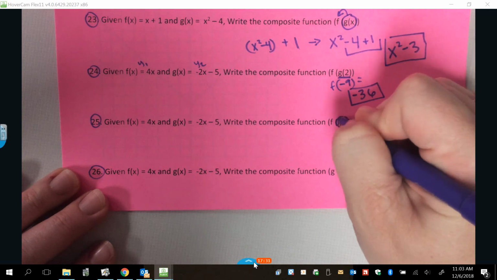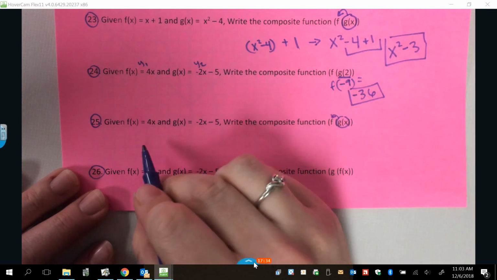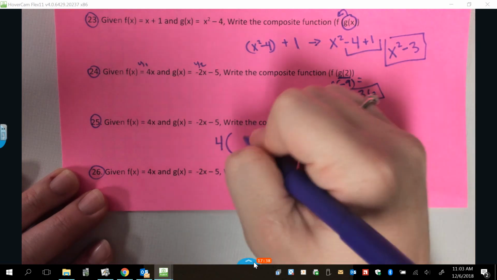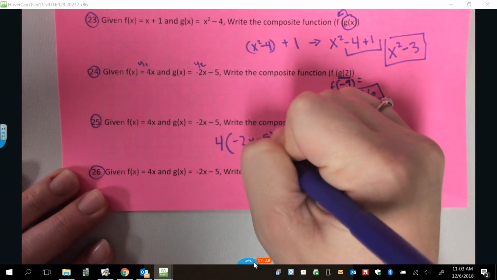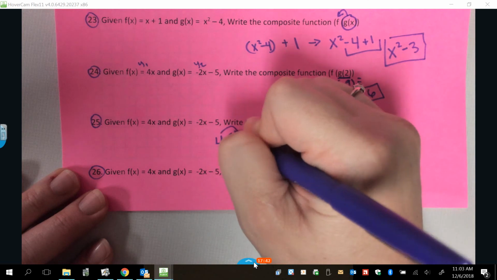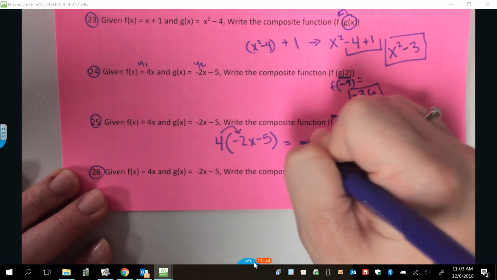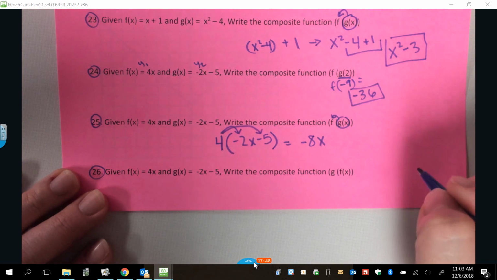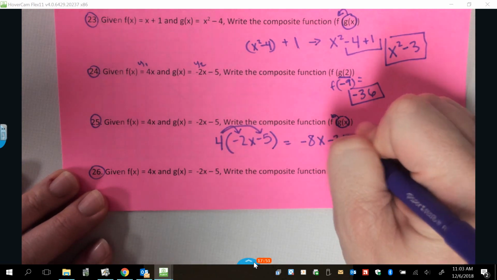So g of x goes inside of f of x. So f of x is 4 times x. And I'm going to put g of x in there. And then I'm just distributing. 4 times negative 2x is negative 8x. 4 times negative 5 is negative 20.